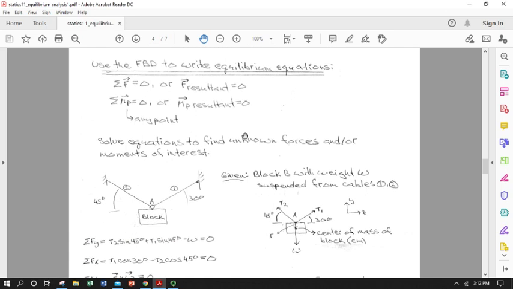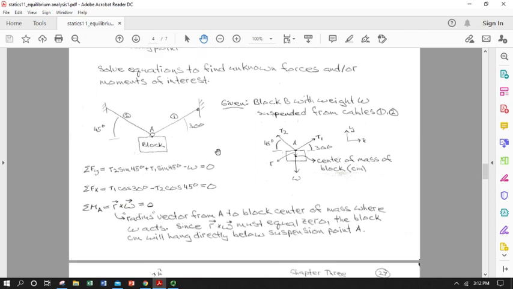Needless to say, you can only solve for the number of unknowns for which you have equations of equilibrium. So if you've got 3 unknowns in a 2D problem, you're going to have 2 equations for force reactions and 1 for moment. So you better not have more than 3 unknowns. Otherwise you won't be able to solve for them. And they have to be truly independent equations and not redundant.